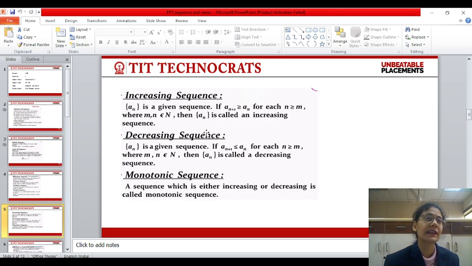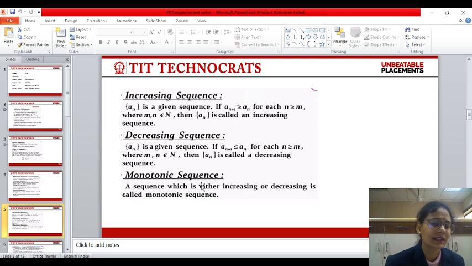Further, decreasing, the same process will follow. If the next term is lesser than the previous term, then it will be known as a decreasing sequence. So an is a given sequence. If a(n+1) is less than or equal to an for each n greater than or equal to m, where n and m belong to N, then an is called a decreasing sequence.